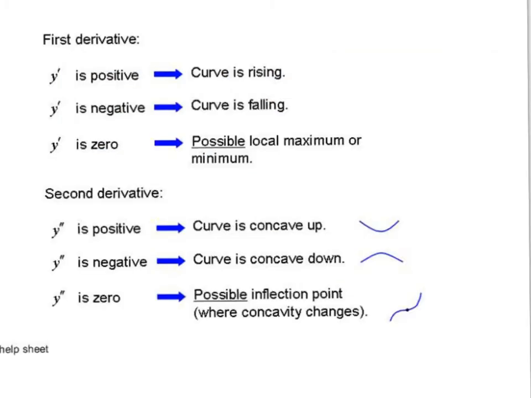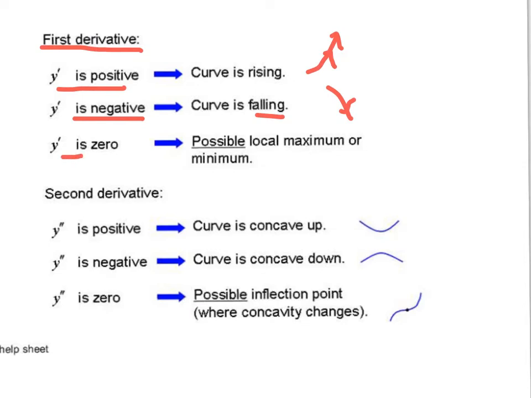So these are things that you would have experienced last year also. One of the first things is, what does the first derivative tell us about a general curve? Well, if the derivative is positive, the curve would be rising in an upward direction, and if the derivative is negative, the curve would be falling in a downward direction from left to right.